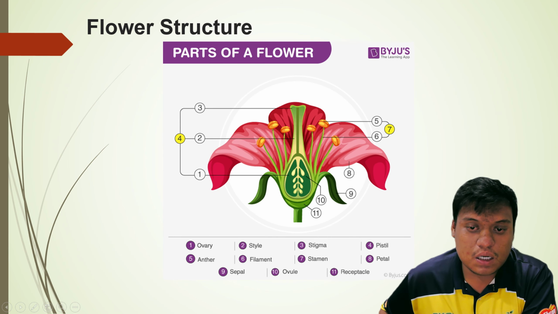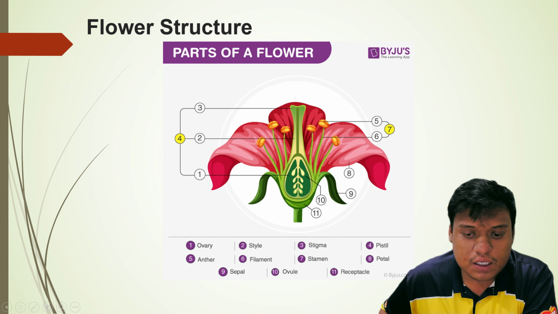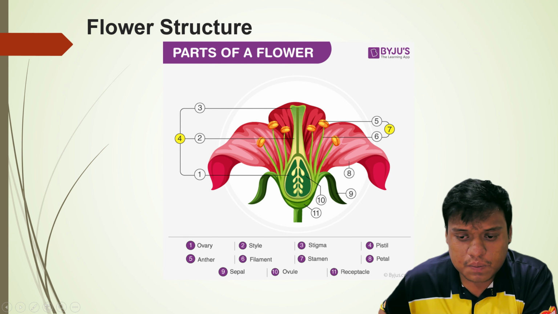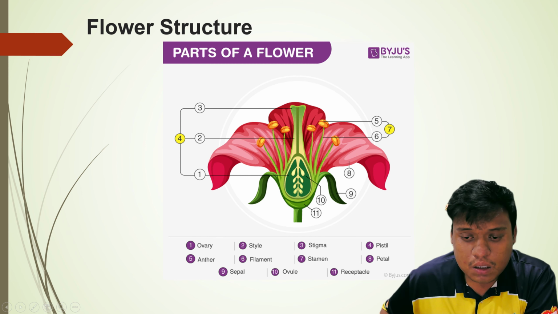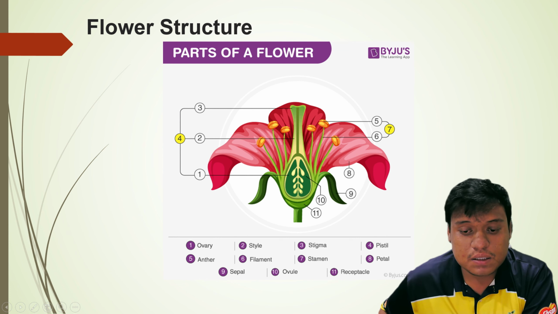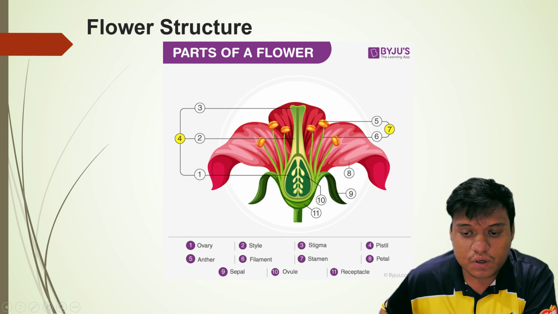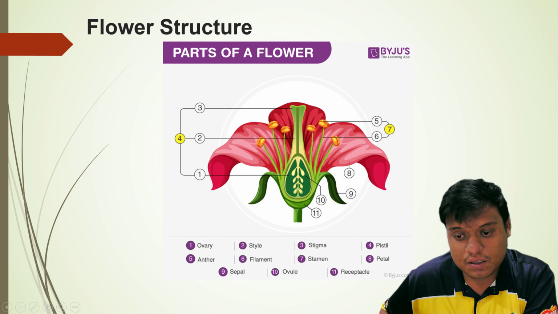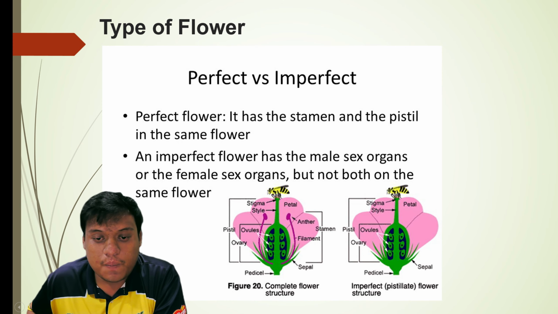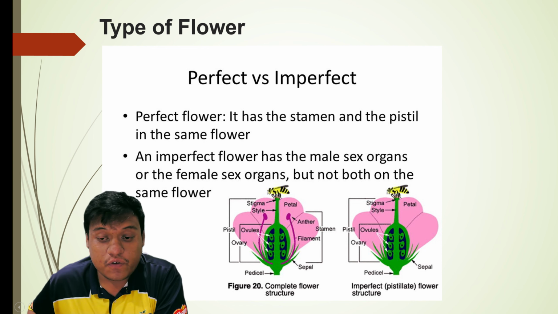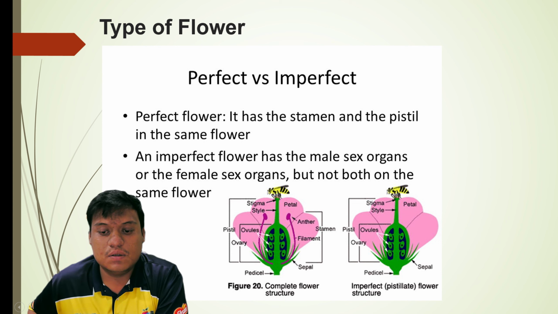Okay, the figure shows parts of a flower. First is ovary, second is style, third is stigma, fourth is pistil, fifth is anther, sixth is filament, seventh stamen, eighth petal, ninth sepal, tenth ovule, and eleventh receptacle. Okay, there are two types of flower: perfect and imperfect. A perfect flower has the stamen and the pistil in the same flower, and an imperfect flower has the male sex organs or the female sex organs, but not both on the same flower.